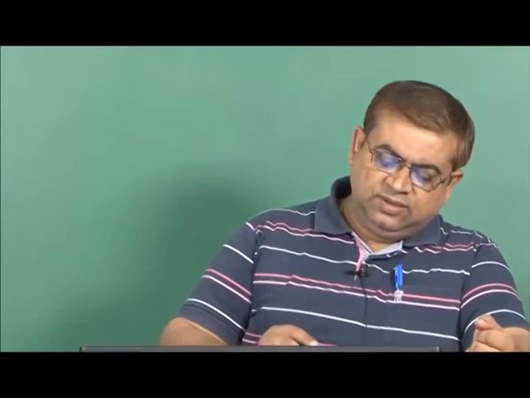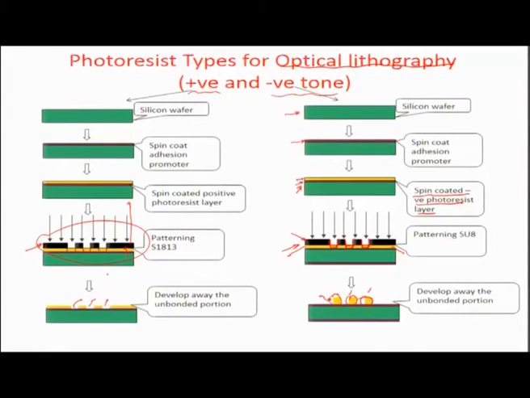So, we can categorize this whole lithography process into contact lithography, which is shown here, proximity lithography, which has a 1 micron to 2 micron, or tens of micron, separation between the mask and the resist surface, and then projection lithography, which can be far away from the surface of the resist.